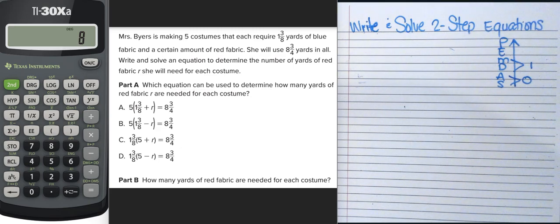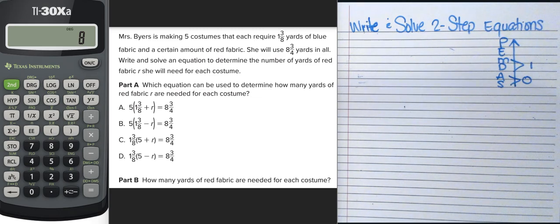So we need to write and solve an equation to determine the number of yards of red fabric, which is going to be indicated by R, that she will need for each costume. Which equation can be used to determine how many yards of red fabric are needed for each costume? That is part A. And then part B, they want us to tell them how many yards of red fabric will be needed for each of the costumes.